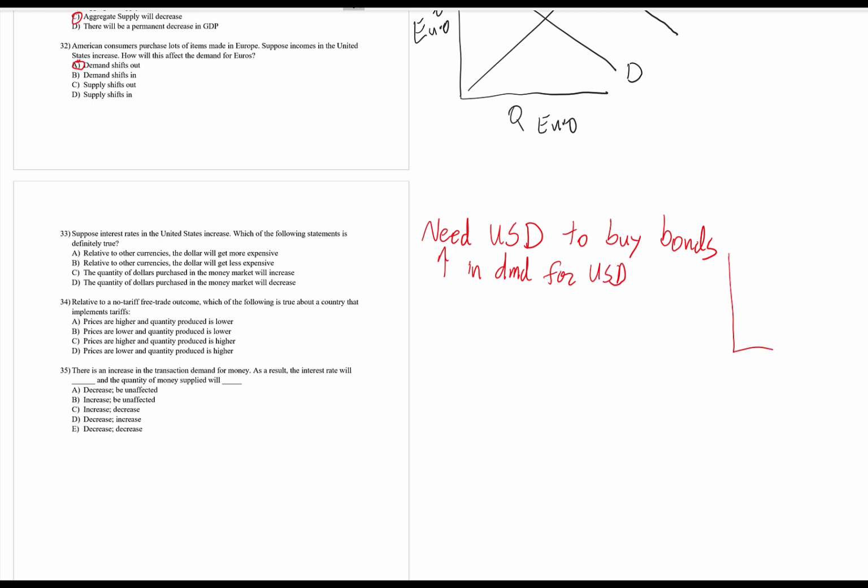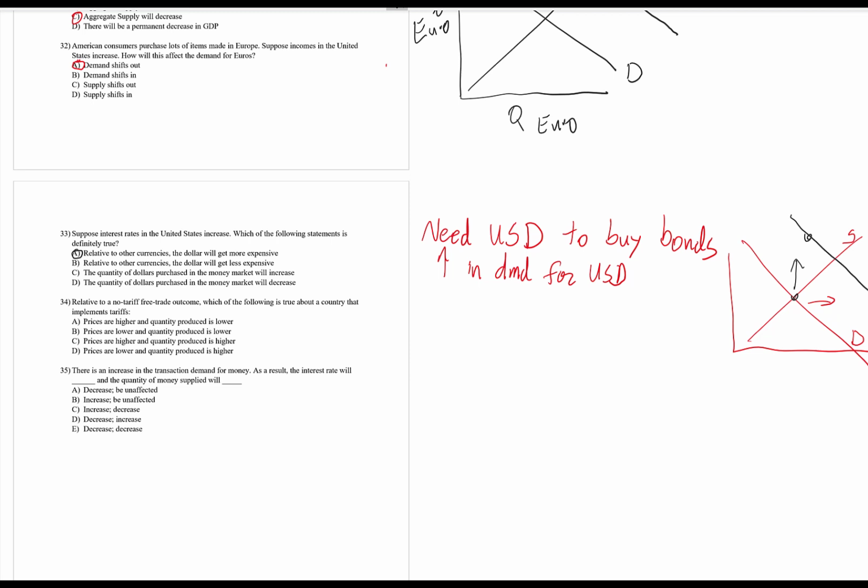So we think about supply and demand of dollars. Even without thinking about the effect on supply, an increase in demand will lead to an increase in price. The other thing that will happen, and again, just being able to do that, noticing that the dollar is getting more expensive. So relative to other currencies, the dollar will get more expensive. The answer is A. That is sufficient to know to solve the problem.